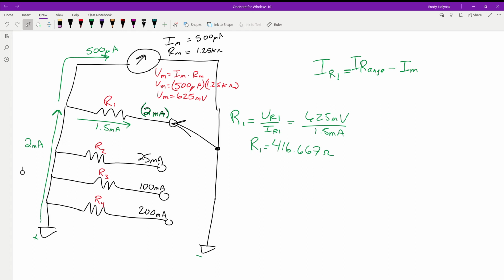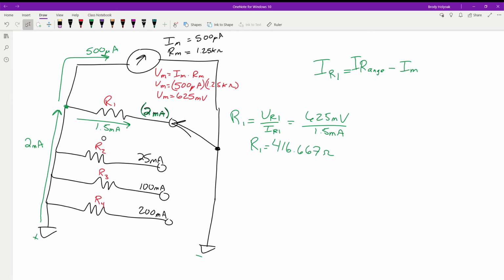When we come here, we have to split to protect our meter. So we only want however much current our meter can handle to go up through that direction. That gives us 500 microamps going up through the meter. Because of Kirchhoff's current law, we have to have a place for the rest to go. So from here, it's going to go up, and then cut this direction. We're left with the difference between our range and how much current this guy can take. So that's where we get the 1.5 milliamps from.